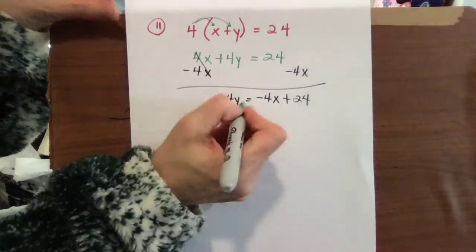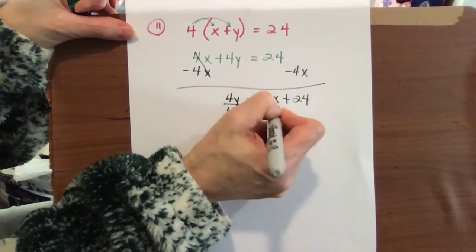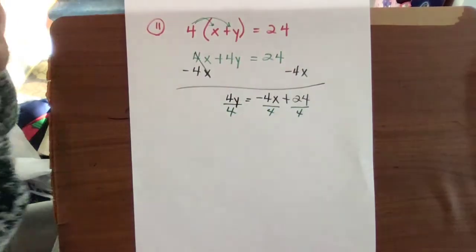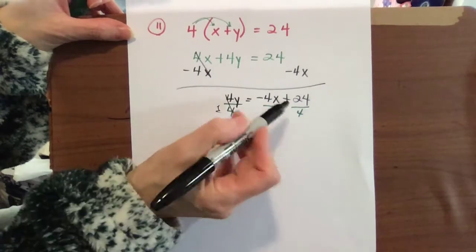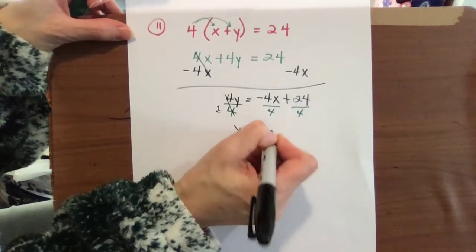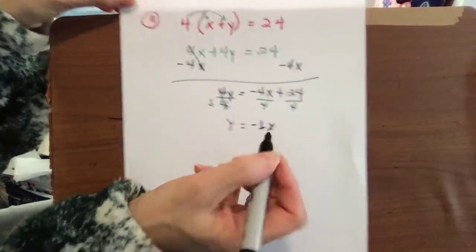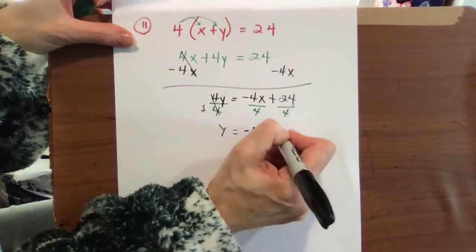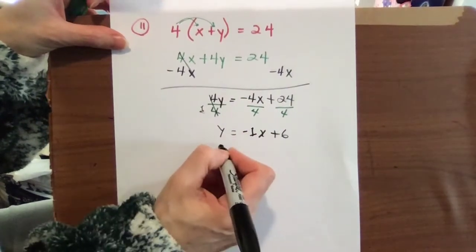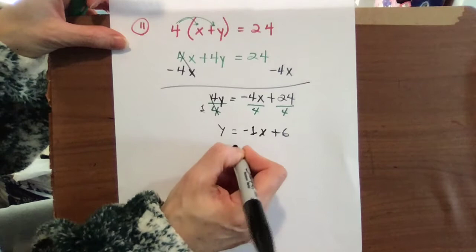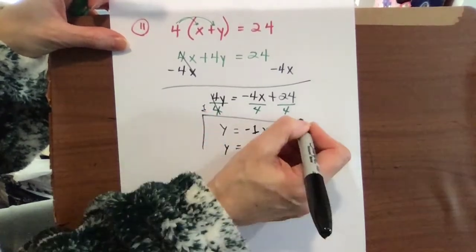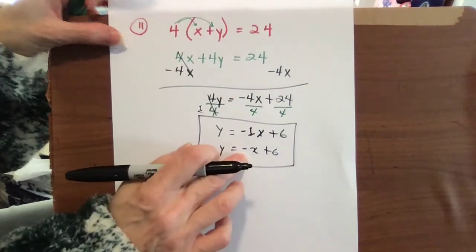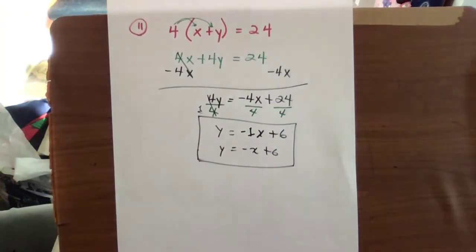Then we're going to divide by 4 on every single term. And we're going to get 1y equals -4 divided by 4 is -1 x, positive 24 divided by 4 is 6. So we're going to get y equals -1x plus 6, or you can get y equals -x plus 6 if you would like to keep the -1 off of the x and just put a negative sign.